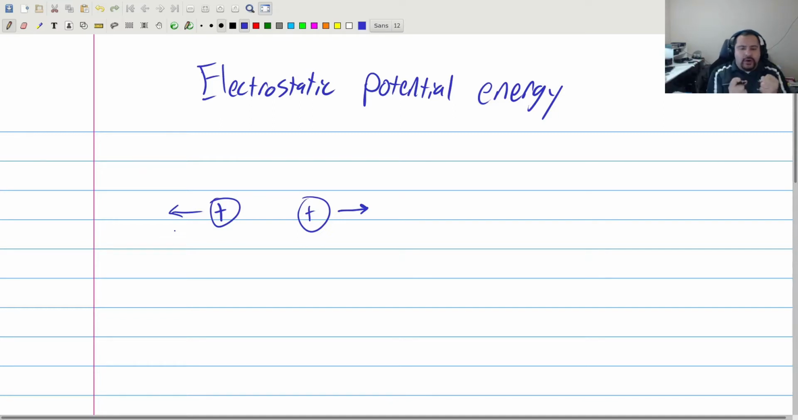That means when we're holding them here, when we're keeping them from going apart, those two particles must have potential energy. They must have electrostatic potential energy in this arrangement. Why? Because when we release them, they will begin to move. So this has electrostatic potential energy.